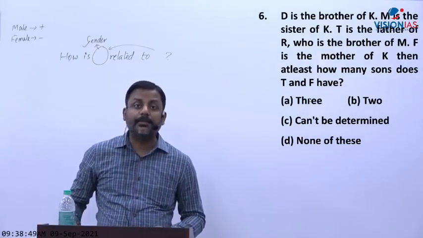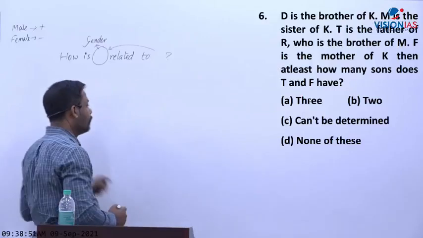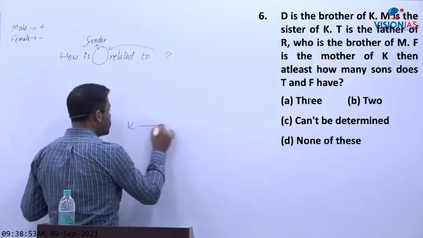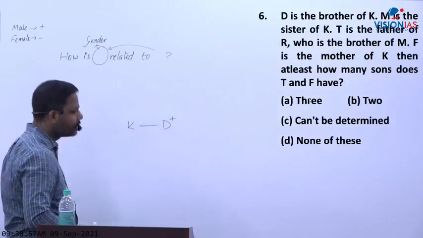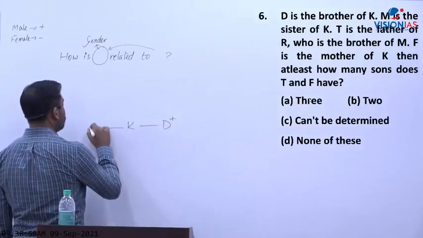So D is the brother of K. So K's brother is D. M is the sister of K. K's sister is M.